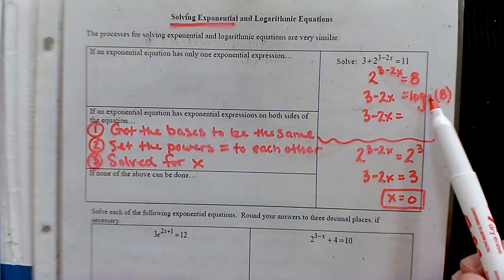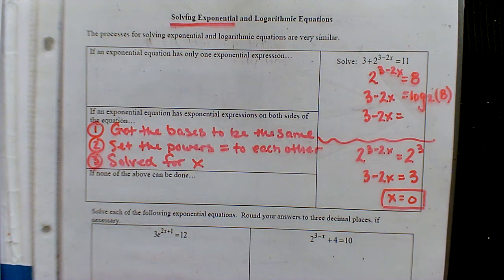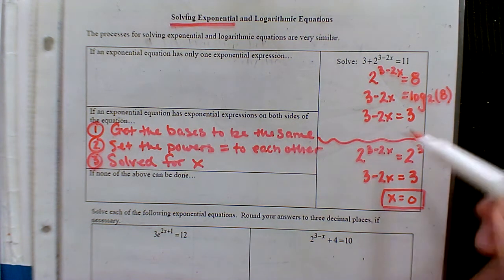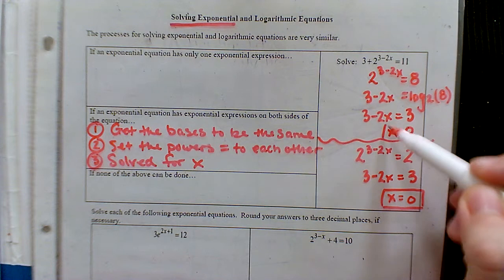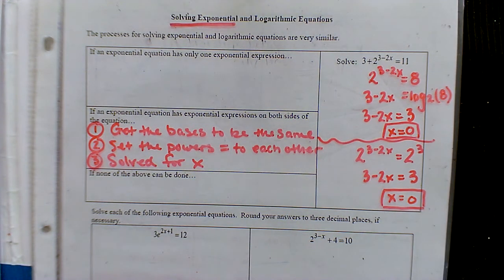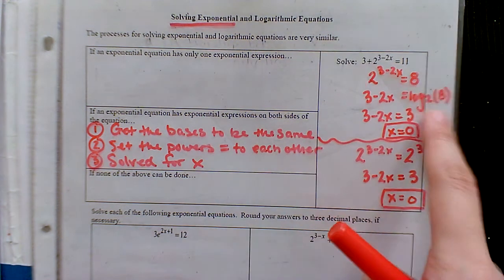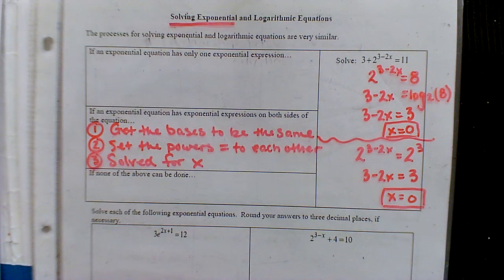What power do you have to raise 2 to get 8? 3. And if we solve for x from there, we get the same answer of 0, which is great. But do you notice I could easily change that 8 to a 9, which would make this log base 2 of 9. We can type that in our calculator, and we would get a new x solution. Okay? This method, by moving a base to the other side and making it a log, is going to work every single time.